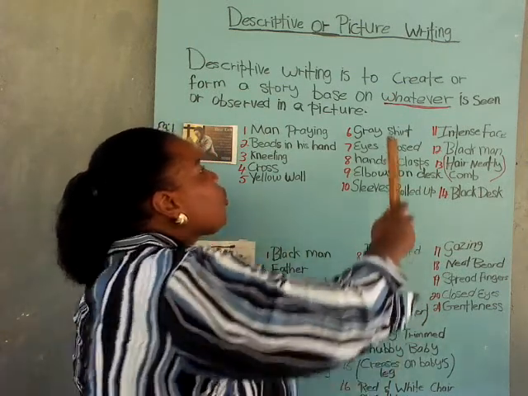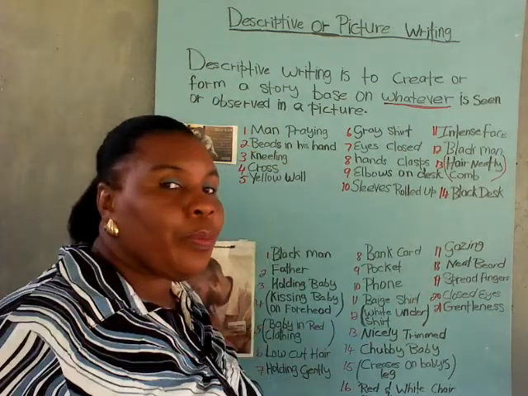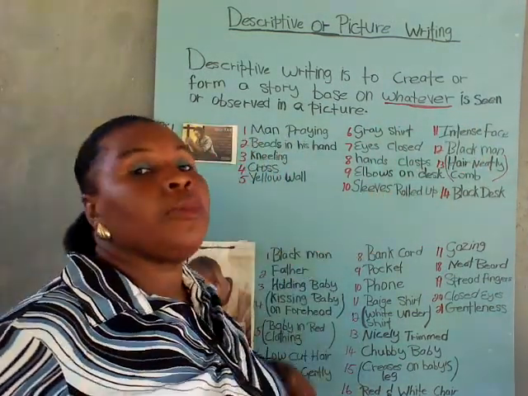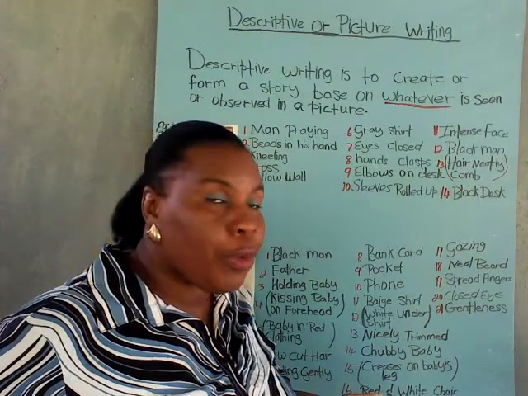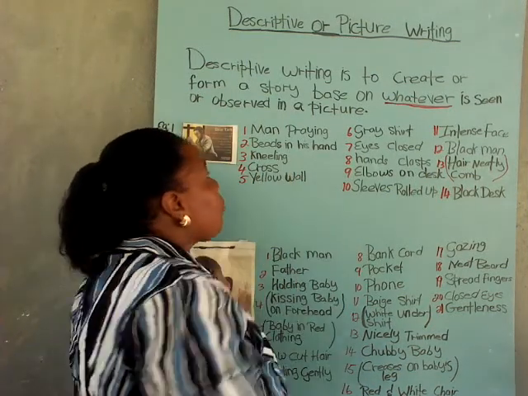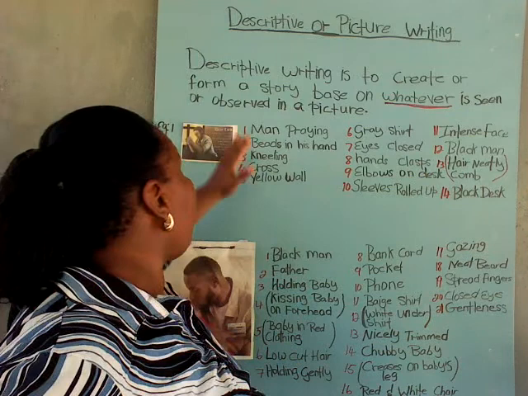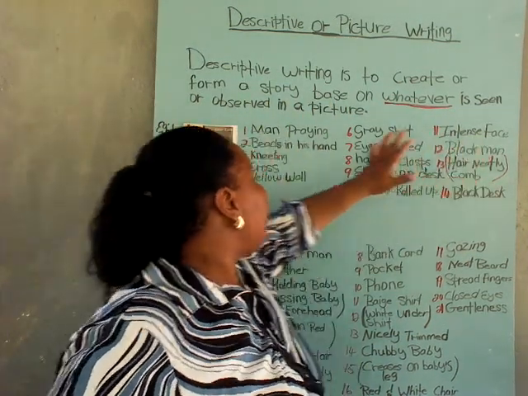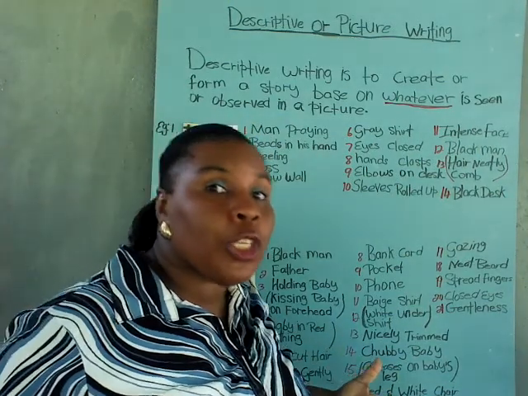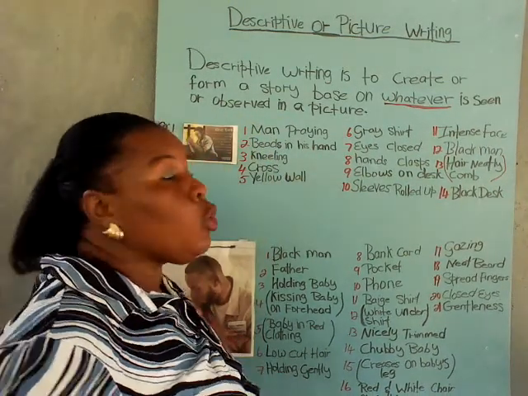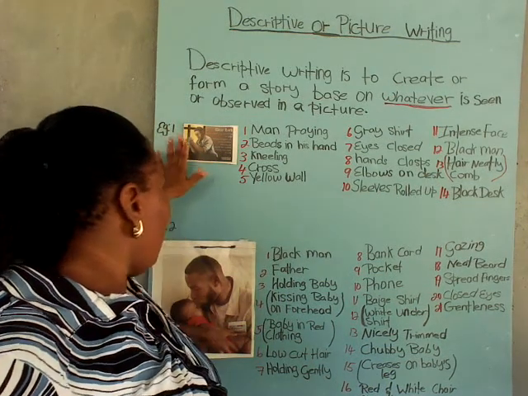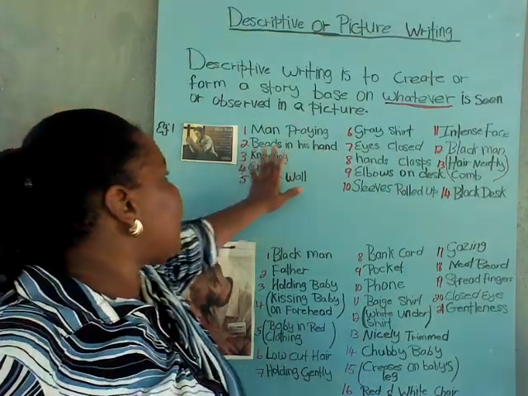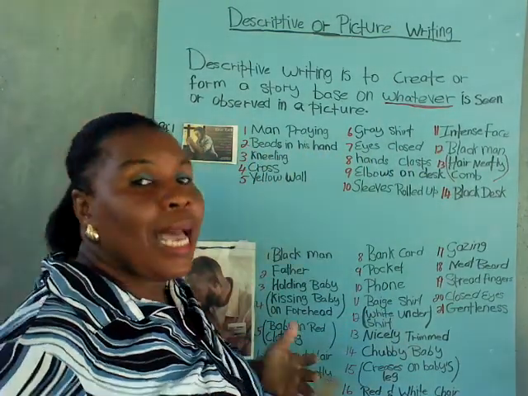Descriptive writing is to create or form a story based on whatever is seen or observed in a picture or a scenery. Okay, descriptive writing is to create or form a story based on whatever is seen or observed in a picture. I have 2 pictures on the board, a big one and a small one. All right, and in this picture I've gone ahead and made a list of all that I have observed in the picture.